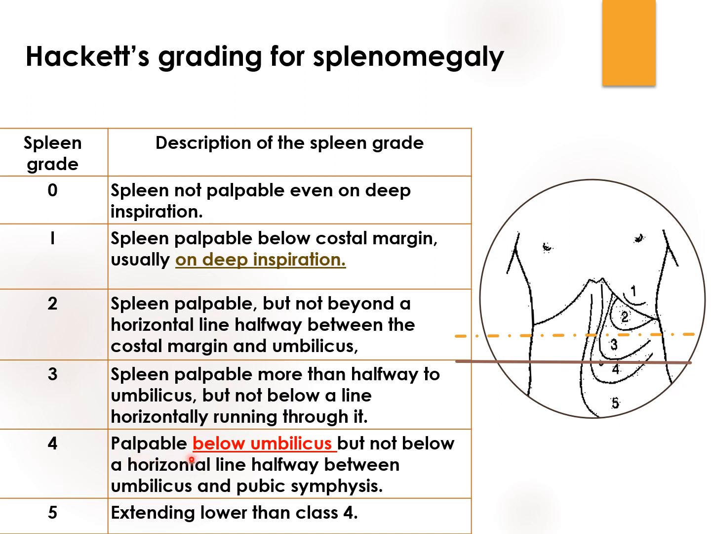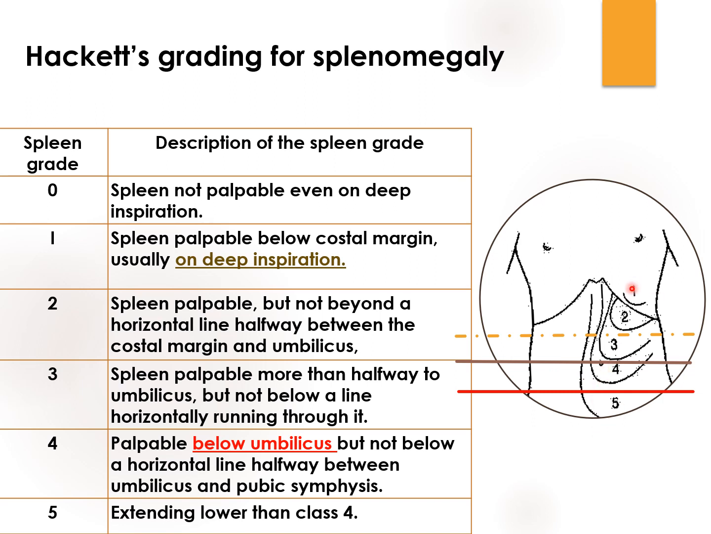Grade 4 is when the spleen is palpable below the umbilicus but not below the horizontal line halfway between the umbilicus and the pubic symphysis. So we have to draw three horizontal lines over the abdomen: one between the costal margin and umbilicus, second at the level of the umbilicus, and third one between the umbilicus and pubic symphysis.